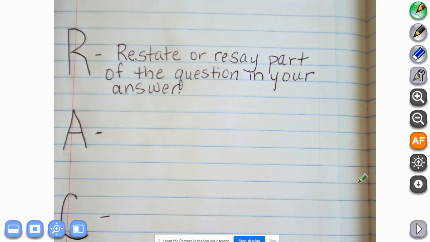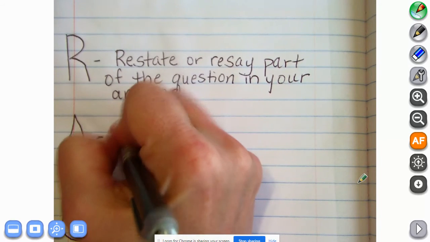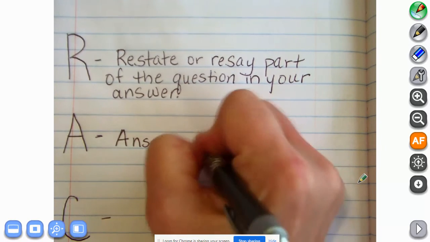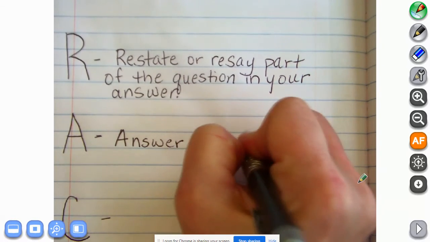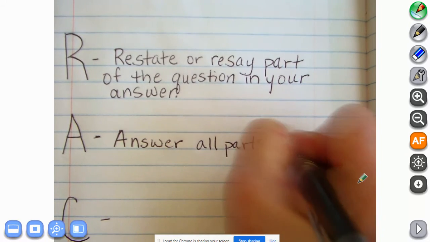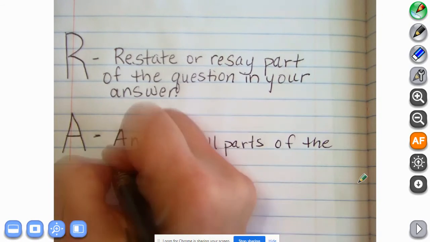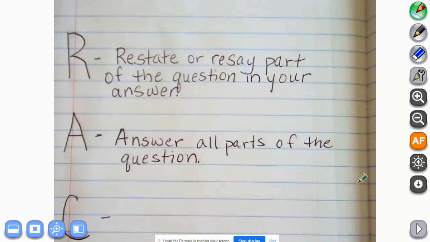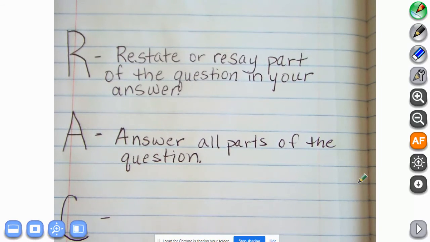A complete sentence will have part of the question in your answer. All right, A stands for answer all parts of the question. Just like the example they showed, what was the problem and the solution? We need to give the problem and then we need to give the solution. We need to do all parts of the question.